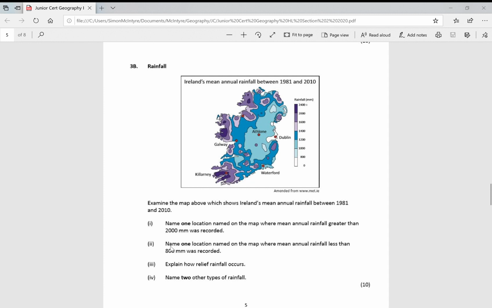Part 2. Name one location named on the map where the mean annual rainfall was less than 800 millimetres. Part 3. Explain how relief rainfall occurs. Part 4. Name two other types of rainfall.